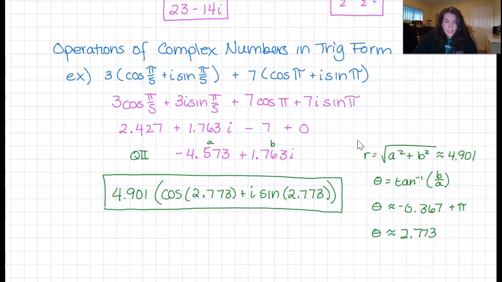And then next class, or next video, we will get to powers and roots in trig form. And that's where this really comes together.